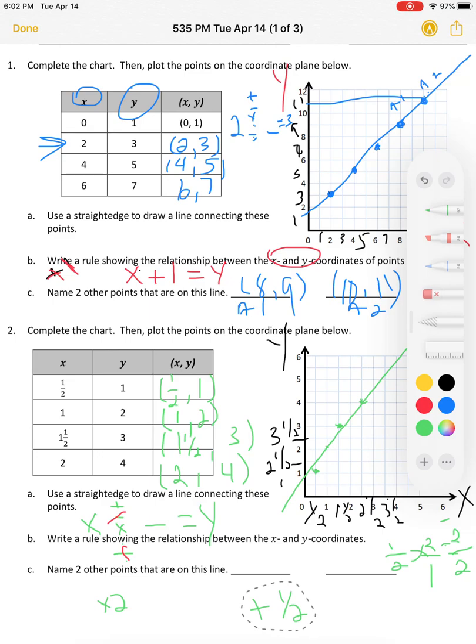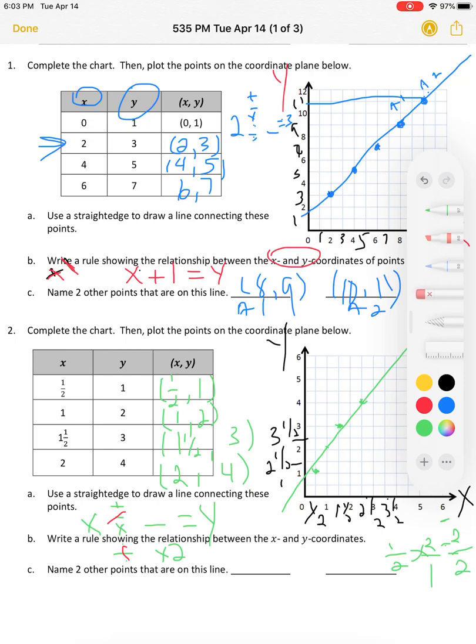So we found our rule. Yay for us. Okay. Our rule here would be times 2. So I'm going to put that where it asks for the rule. It says write a rule showing the relationship between x and y. Times 2. Now we have to write an equation. Last time they asked for an equation. Let's just write it just in case.